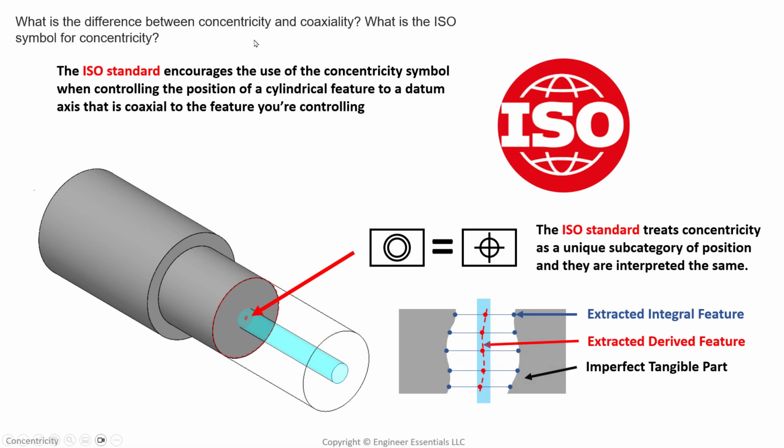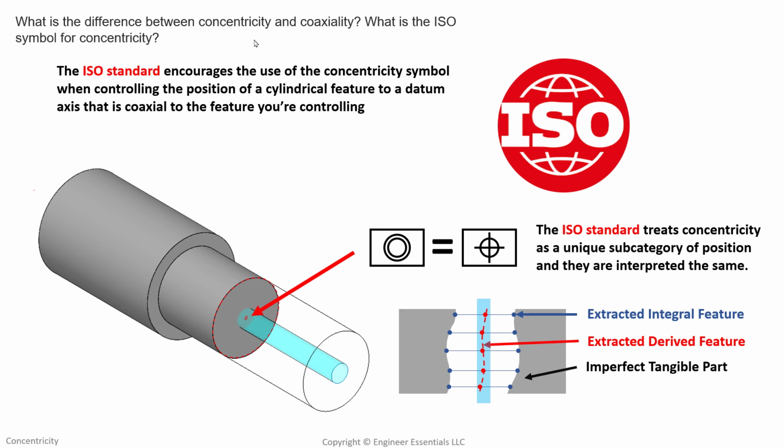Out of the gate, the ISO standard treats concentricity as a unique subcategory of position, and they are interpreted exactly the same. The ISO standard encourages the use of the concentricity or coaxiality symbol when controlling the position of a cylindrical feature to a datum axis that's coaxial to the feature you're controlling. In other words, if the feature you're controlling is coaxial or concentric to your datum axis, go ahead and use the concentricity or coaxiality symbol. They are the same symbol. We'll show you how to interpret them separately in a second.